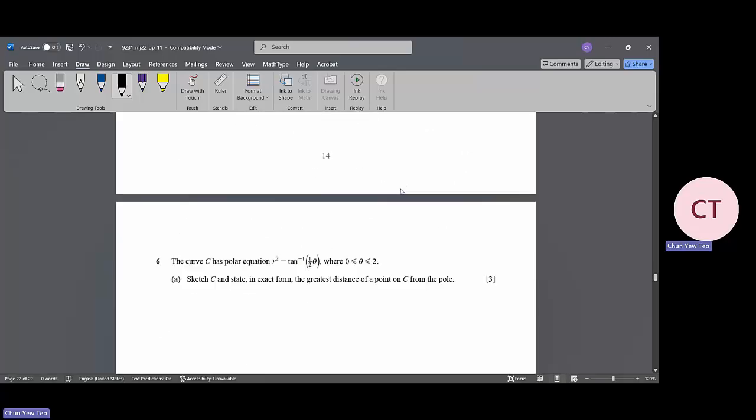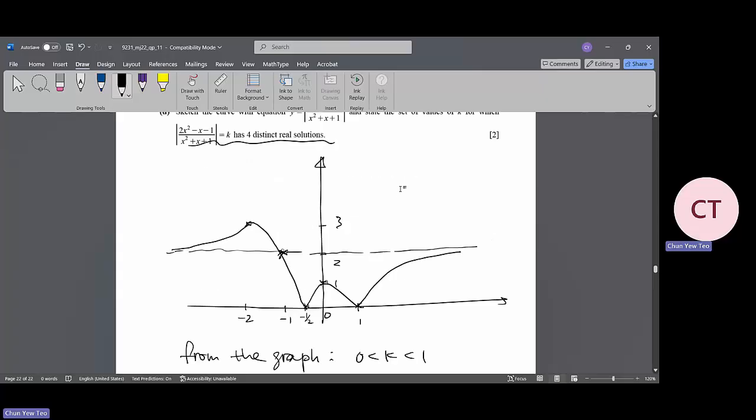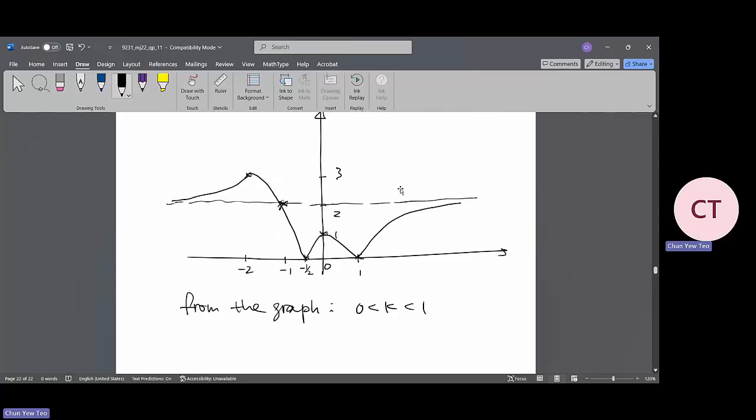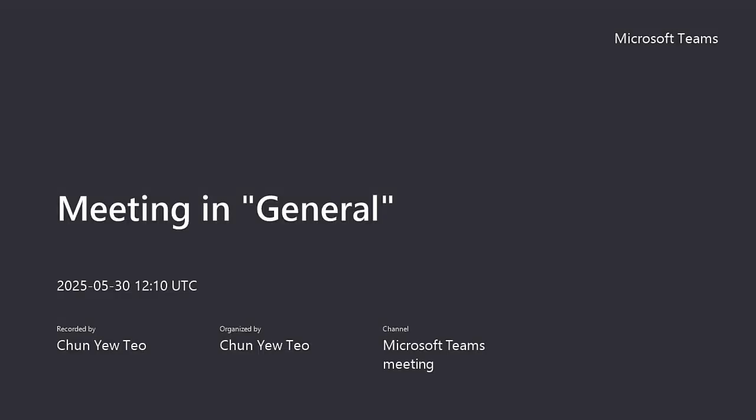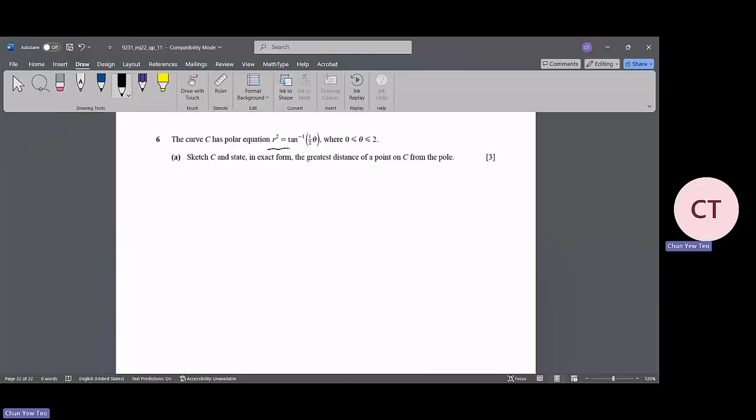And moving on, we have, not number 4, this is not number 5, this is number 5. And moving on, we have number 6. Number 6. Polar curve equation r squared equal to the arctangent of half theta, where theta is 0 to 2. Sketch the C and state in exact form the greatest distance of a point on C from the pole.